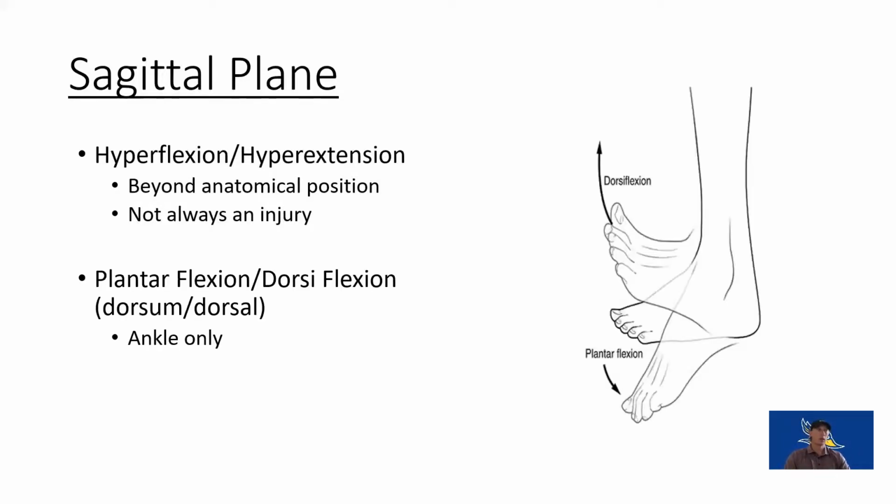Dorsiflexion and plantar flexion is the pointing of our toes, okay, and dorsiflexion is bringing the dorsal aspect of our foot up. Okay, so we have plantar flexion, dorsiflexion when it comes to our ankle joint. Okay, all of the other sagittal plane movements are flexion and extension.